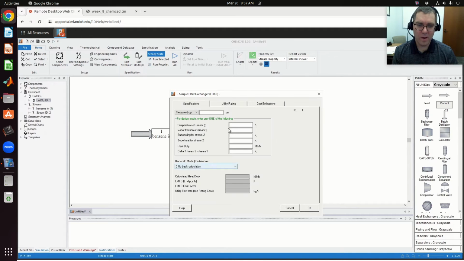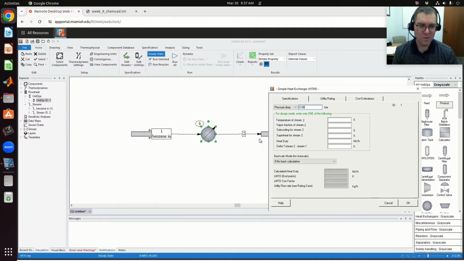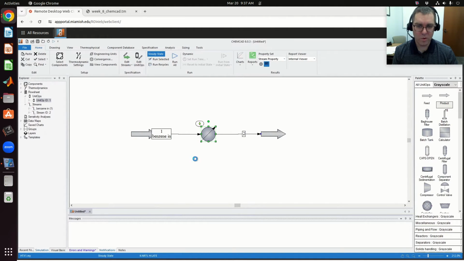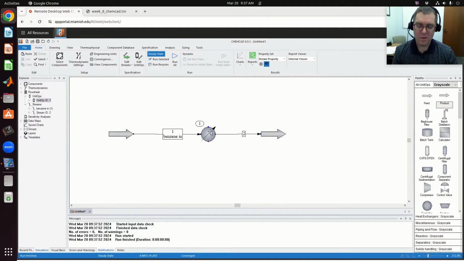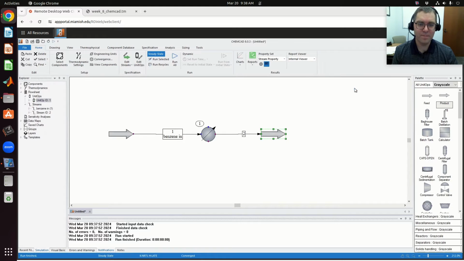One way I can use my heat exchanger is to specify a pressure drop of 0.08 bar, which is what we're told. Then I could just specify the exit temperature of benzene, which we're told we need to heat up to 350 Kelvin. Let me stretch this out here so we can get that benzene label. If I do that and run all, my heat exchanger runs. Stream 2 is now benzene at 350 Kelvin, and I have a slight drop in my pressure, and it's still liquid. So we're still below the boiling point of benzene.